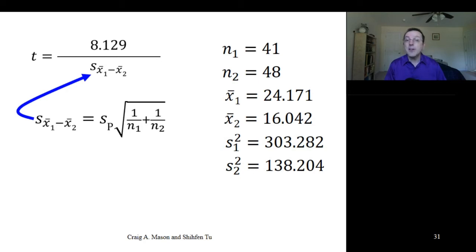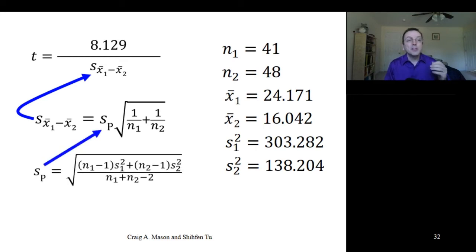So to calculate the standard error of the difference in means, we need to multiply the pooled standard deviation by the square root of 1 over n1 plus 1 over n2. So we need the formula for the pooled standard deviation. That's equal to the square root of n1 minus 1 times the variance of sample 1 plus n2 minus 1 times the variance of sample 2, all divided by n1 plus n2 minus 2. And again, don't forget to take the square root of all of that.